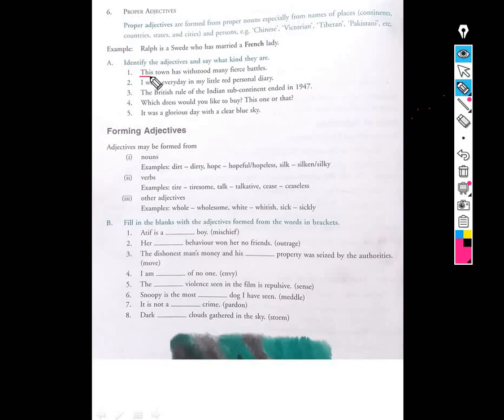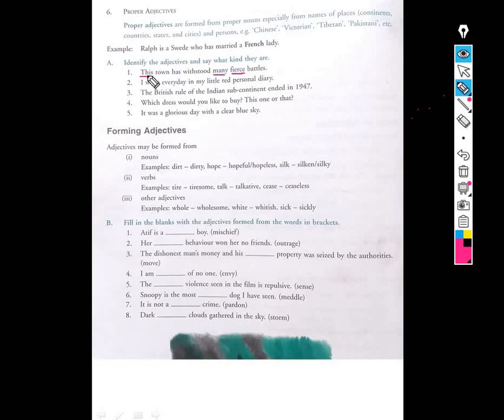Here are this, fierce, many. So I have identified three adjectives. This town has withstood. This town has resisted, faced. इस टाउन ने बहुत ज़्यादा फेस किया है, बर्दाश्त किया है, to bear, withstood, बर्दाश्त करना, resist करना, बाकी रहना, सामना करना. Many fierce battles. Fierce means severe, बहुत शदीद, मुश्किल, शदीद किस्म की जंगों का सामना किया है इस टाउन ने.